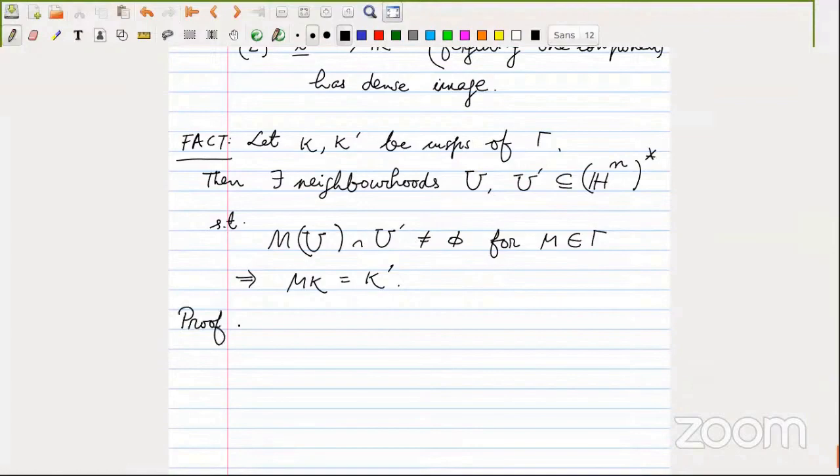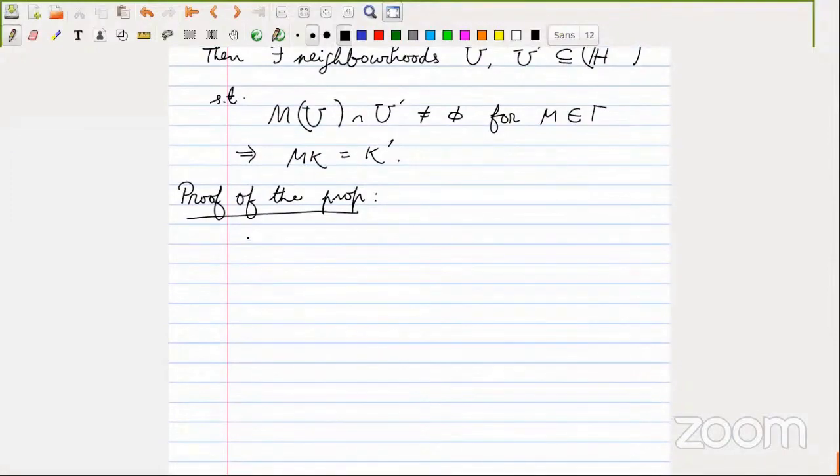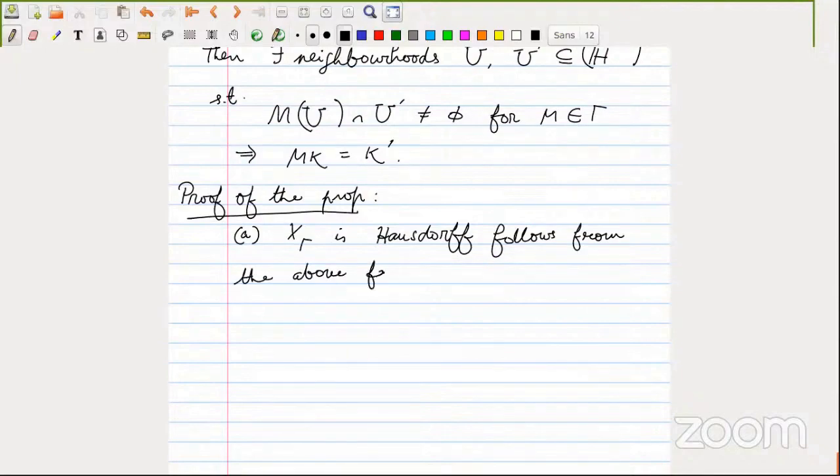Now let's go back to say a few words about the proof of the proposition. The fact that X gamma is Hausdorff follows from the above fact, exactly as in the case of n equals 1.